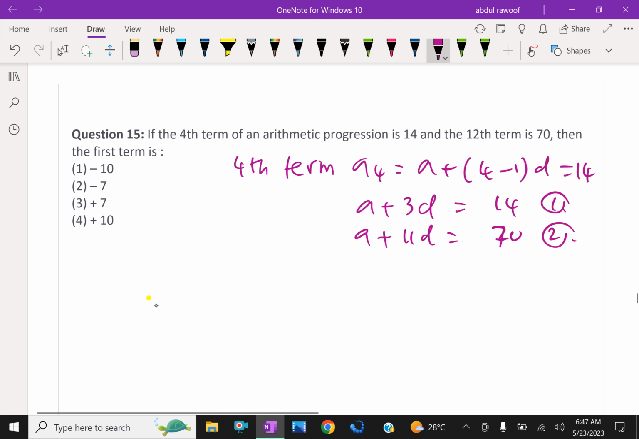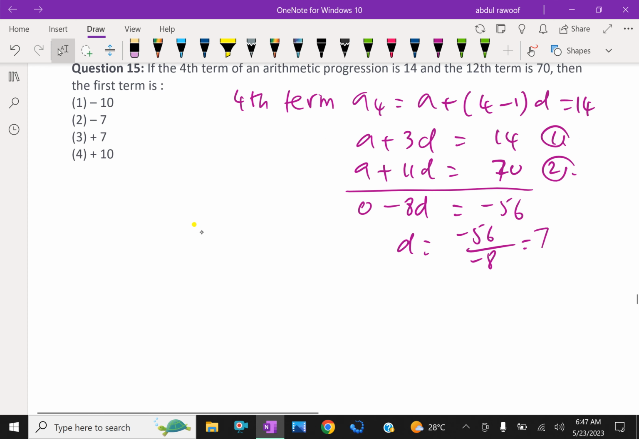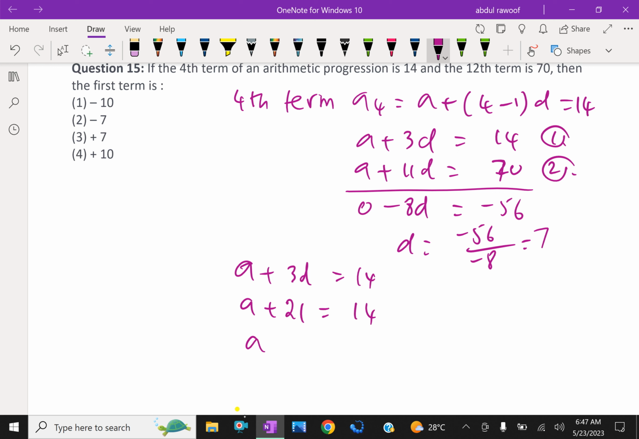Then subtracting both, 8d equal to 70 minus 14, which is 56. Therefore, d equal to 56 by 8. So d, the common difference, is 7. Then for the first term, we substitute one more time. a plus 3d equal to 14. d is 7, 3 into 7 is 21, so a plus 21 is 14, then a equal to 14 minus 21 equal to minus 7.